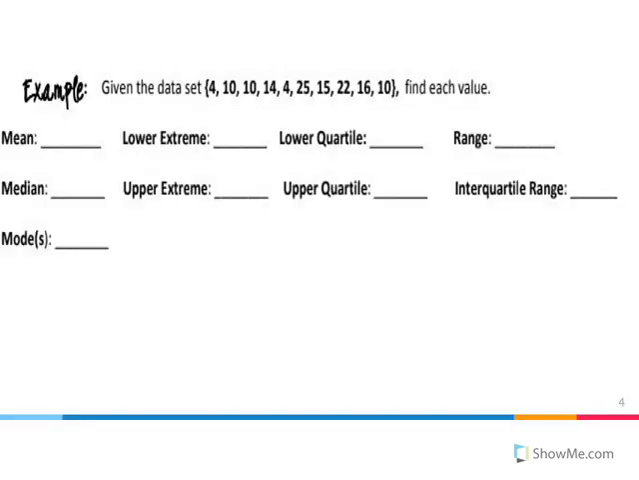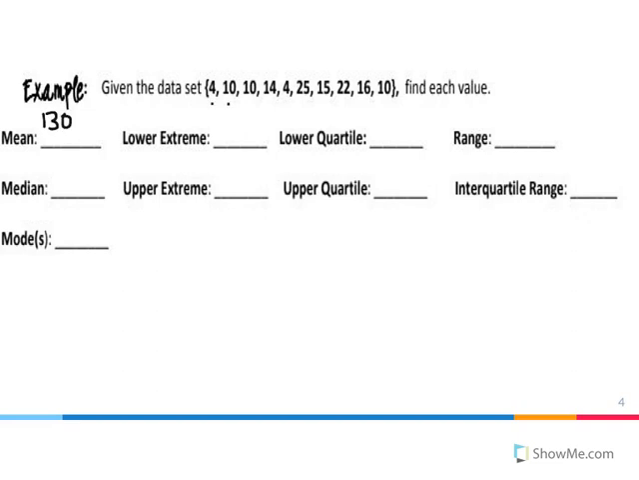So for our example here, we're going to be given the data. This is actually our data set: 4, 10, 10, 14, 4, 25, 15, 22, 16, and 10. We're going to find each of these data values here. So our mean, we're going to add up all of these data values. So I'm going to be adding up 4 plus 10 plus 10 plus 14 plus 4 plus 25 plus 15 plus 22 plus 16 plus 10, and I got 130.